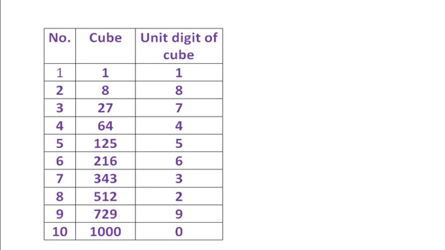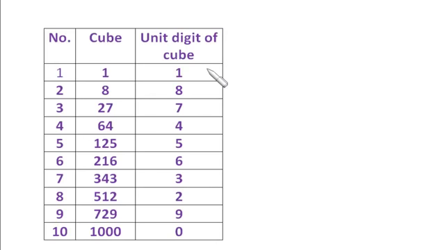Let's begin the method. First of all, let us make some observations. I have given the table where the numbers, the cubes, and the unit digit of the cube are given. Now, the cube of 1 is 1, cube of 2 is 8, cube of 3 is 27, cube of 4 is 64, cube of 5 is 125, cube of 6 is 216, cube of 7 is 343, cube of 8 is 512, cube of 9 is 729, and cube of 10 is 1000.